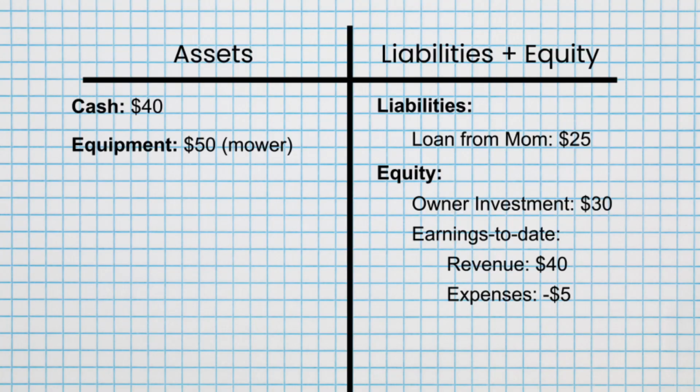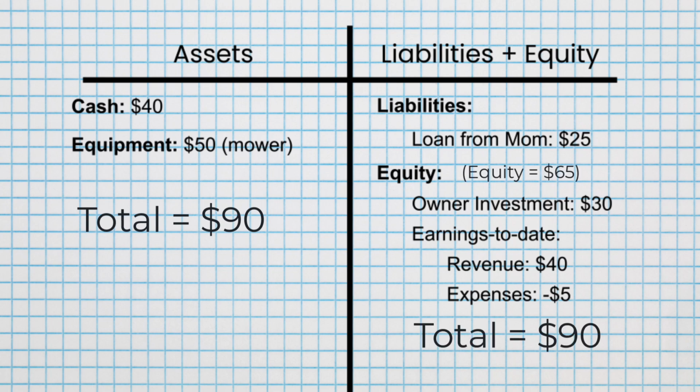Let's check that in the accounting equation together. We've got assets equals cash, $40, plus mower, $50, for a total of $90. And then we have liabilities and equity: a loan of $25 plus equity of $65, which also equals $90. We're in balance. Say it with me, always in balance.